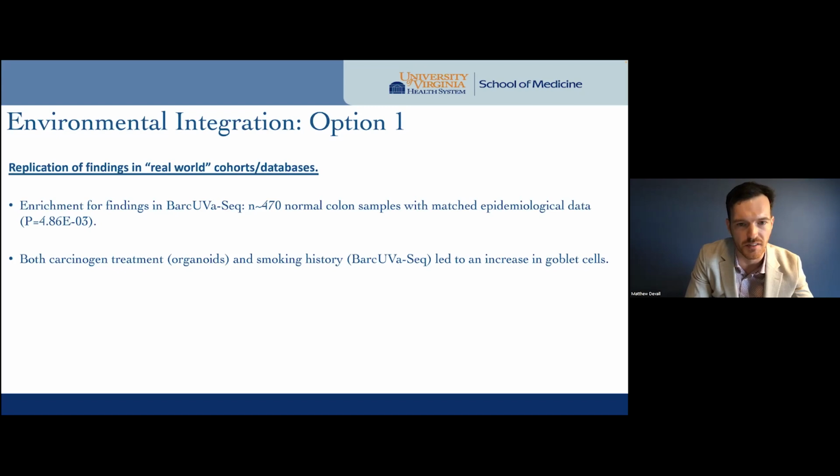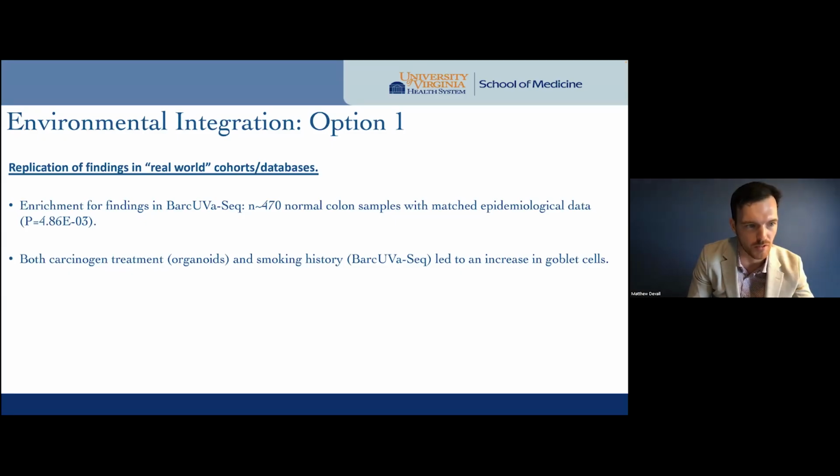So how we then can consider further integration of the environment. One of the things that we've been looking to do is replicate our findings in the real world. We developed a Barsuva-seq data set in collaboration with Barcelona with Ricky Peters at Fred Hutch and Jim Gauderman and his team at USC. And this data set consists of about 470 normal colon samples with pretty extensively matched epidemiological data. So we were able to identify that the carcinogen-related findings that we had from our colon organoid system were pretty largely overlapping what we were seeing in individuals with smoking history, which was great.